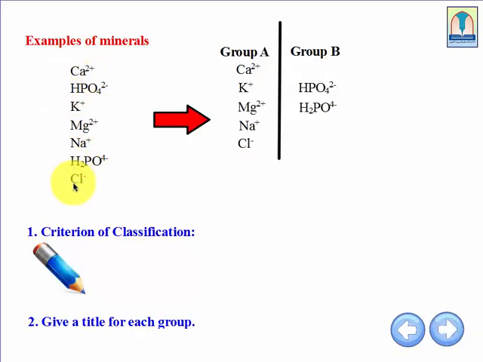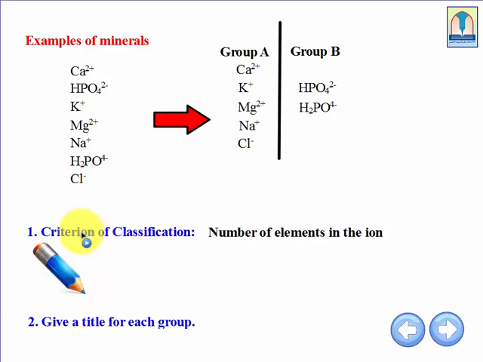Here we have some examples of minerals. As you can see, the minerals are all in the form of ions and salts. If we want to classify these minerals into two groups, you can see here two groups, Group A and Group B. Take a look at this classification and infer the criterion of the classification done.